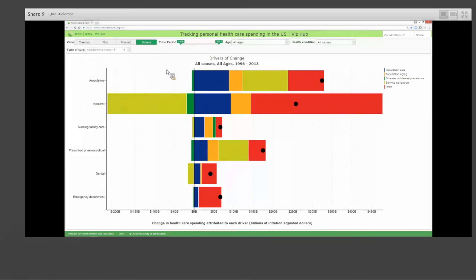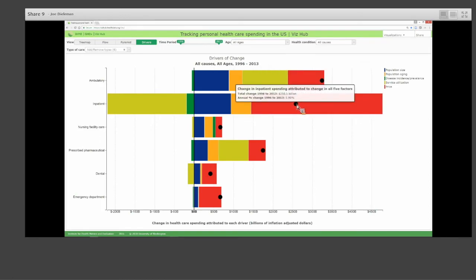And so for a moment I want to focus on ambulatory care and inpatient care. Both of those, recall I showed you, spend about $700 billion in annual spending in 2013. The increase in ambulatory spending between 1996 and 2013 was $324 billion, and the increase in annual spending in inpatient spending was about $258 billion.